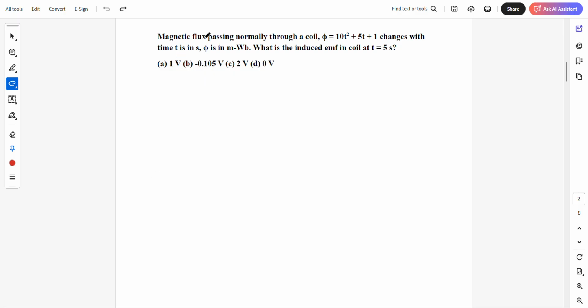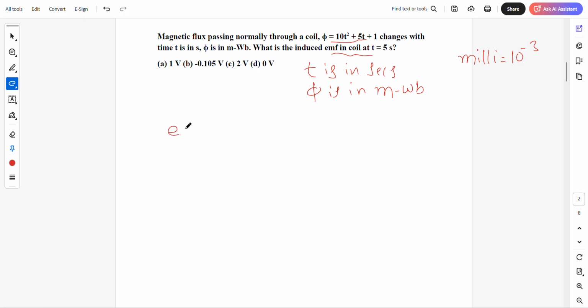What it is saying: magnetic flux passing normally through a coil, phi, changes with time t. t is in seconds, phi is in milliwebers. Milli means 10 to the power of minus 3, right? What is the induced EMF in the coil at t is equal to 5 seconds?